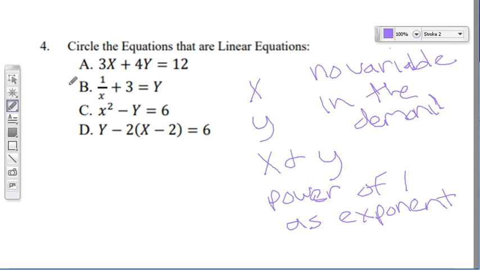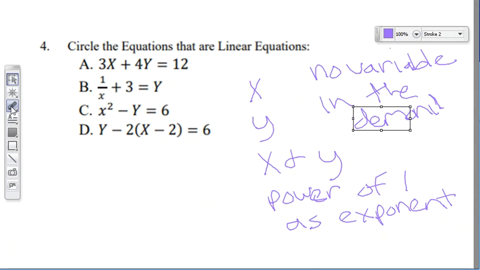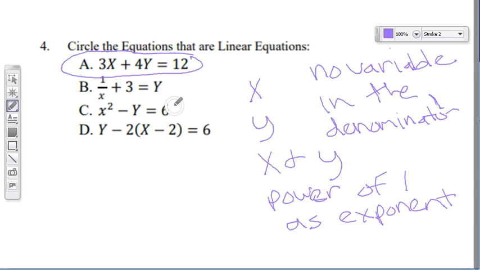Denominator. I spelled that totally wrong, you guys. Okay, there we go. So no variable in the denominator of the fraction. So this one is a linear equation, and this one is a linear equation. This one is not a linear equation because there's a variable in the denominator of a fraction. And this one is not a linear equation because this x has a power that's higher than 1.